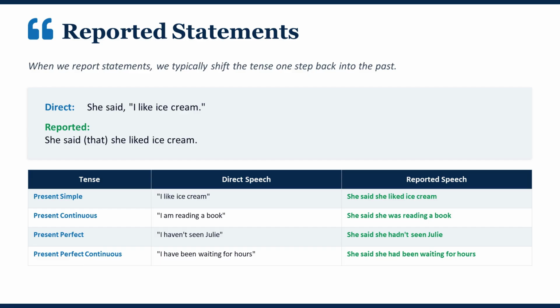Present simple changes to past simple. So "I like" becomes "she liked." Present continuous changes to past continuous. "I am reading" becomes "she was reading." Present perfect changes to past perfect. "I have not seen" becomes "she had not seen." And present perfect continuous changes to past perfect continuous. "I have been waiting" becomes "she had been waiting."